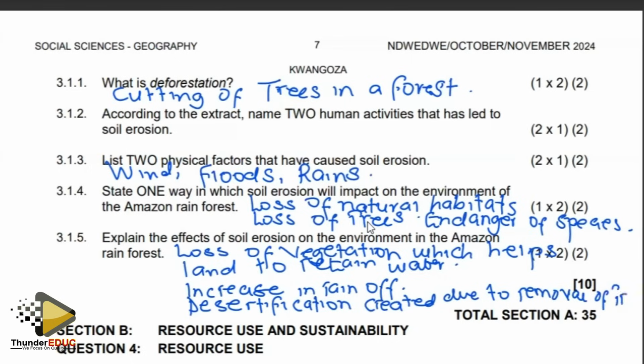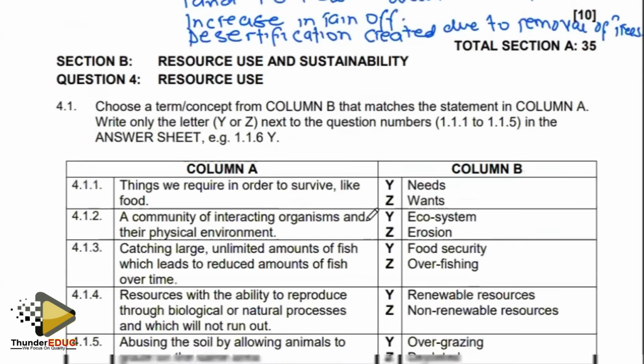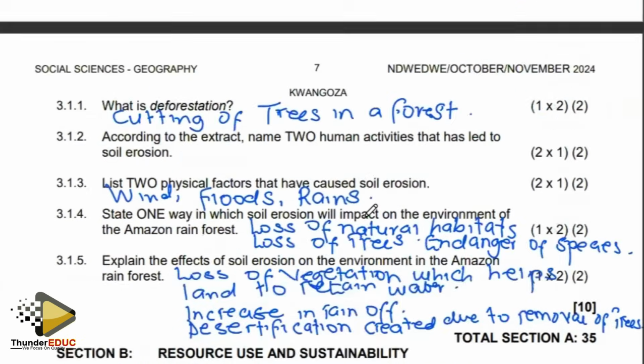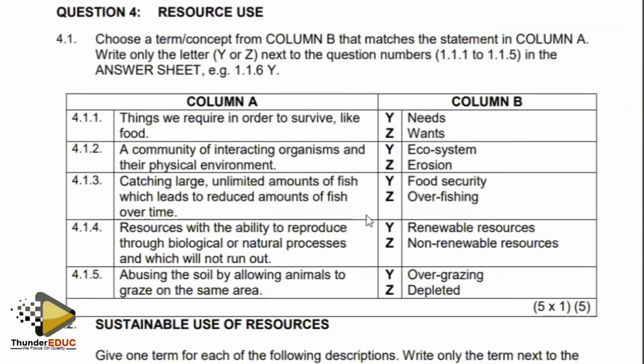Okay, then let's look at section B, which is about STEM for work. This section is out of 35 marks. In section B, you're going to choose a term or concept from column B that matches the statement in column A. Write only the letter Y or Z next to the question number. For example, here we have things we require in order to survive, like food. Are they needs or are they wants? Those are needs. Things that you require in order to survive.